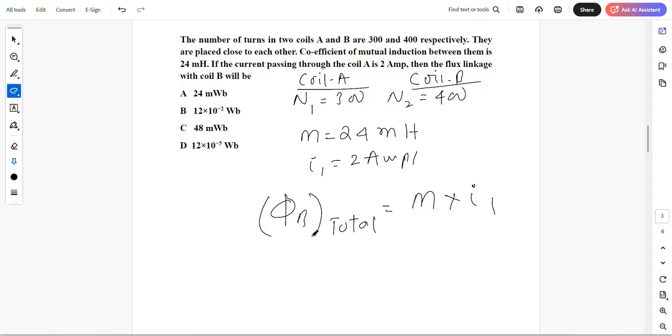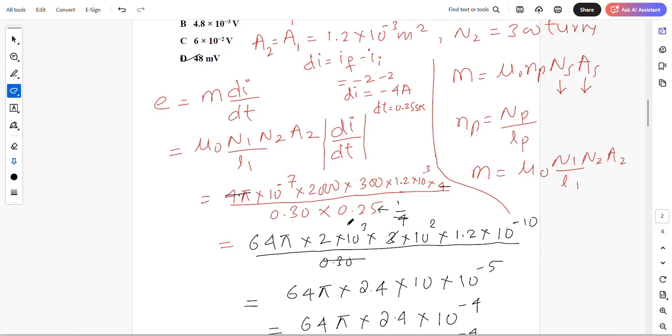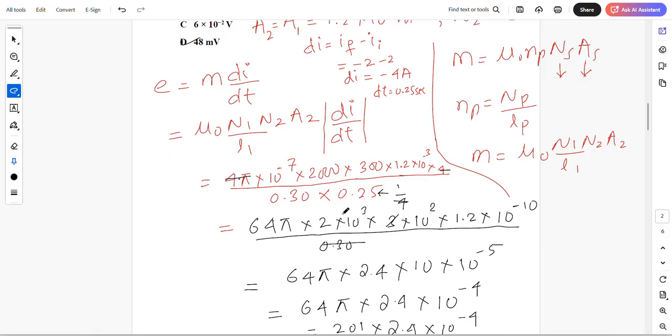The total flux linkage with coil B will be equal to mutual inductance into current flowing in the coil 1. How much is M they have given? 24 milli, 10 to the power minus 3, into I1, which is 2. That is equal to, how much is the answer? 48 milliwebers. 48 milliwebers is the right answer.